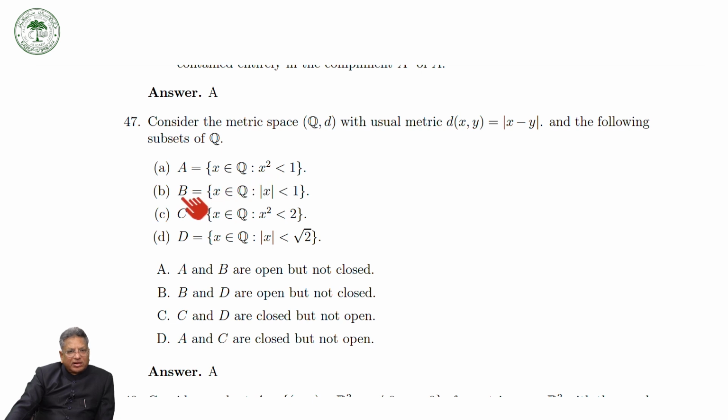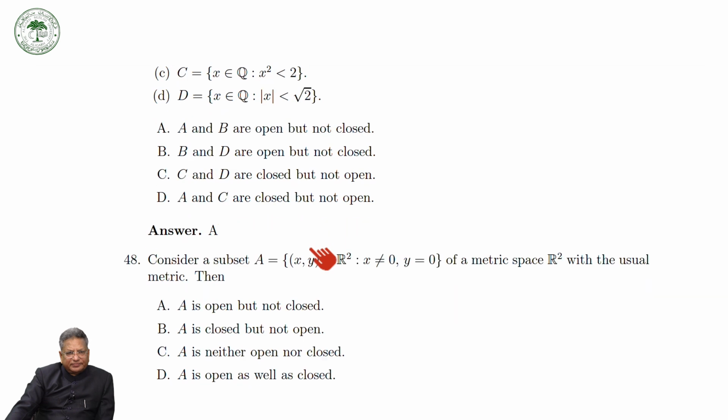And here is this, and then you have B, which is mod of this less than 1, x square less than 1, and root x less than 1. So A and B are open but not closed. They are open but not closed. So the statement A is true. They are open but not closed. So it's a simple one.